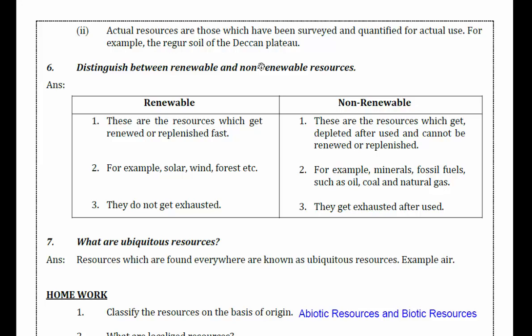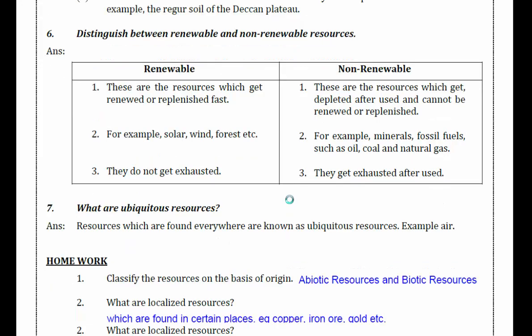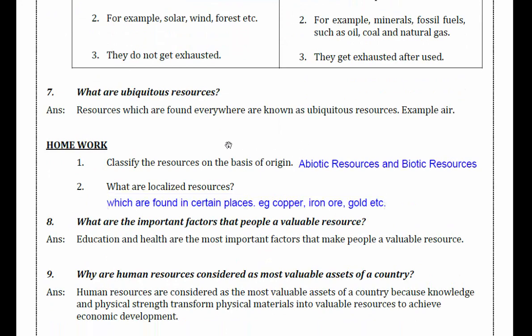Some examples of renewable resources are solar, wind, forest, etc. Non-renewable resources are minerals and fossil fuels such as oil, coal and natural gas. Renewable resources do not get exhausted, whereas non-renewable resources get exhausted after use. You understand? Next, number 7. What are ubiquitous resources? Resources which are found everywhere are known as ubiquitous resources.